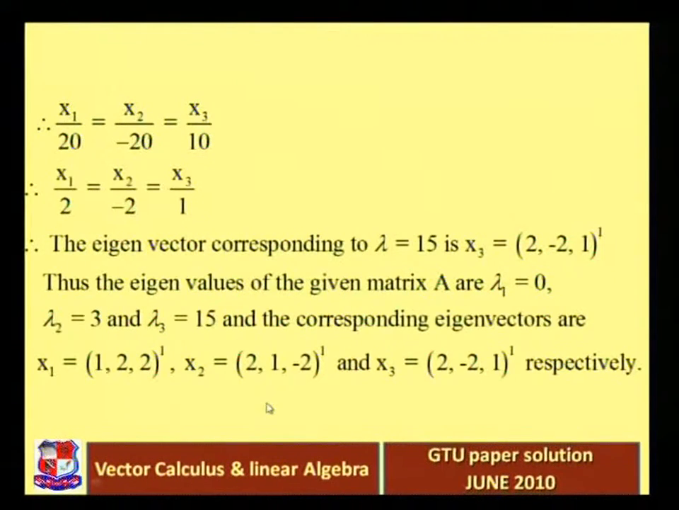So the eigenvector, right, 20 minus 20, 10, so 10 will be common, so you will get x1 upon 2, x2 upon minus 2, x3 upon 1. So the eigenvector corresponding to lambda is equal to 15 is 2, minus 2, 1. Thus the eigenvalues of the matrix A are lambda 1 is equal to 0.